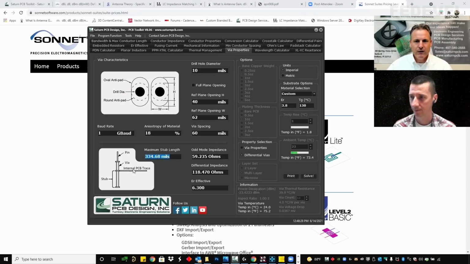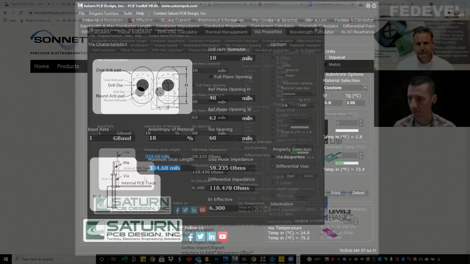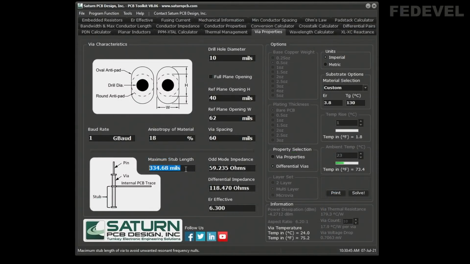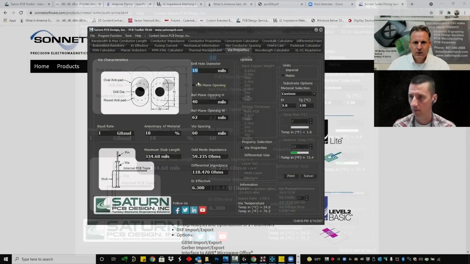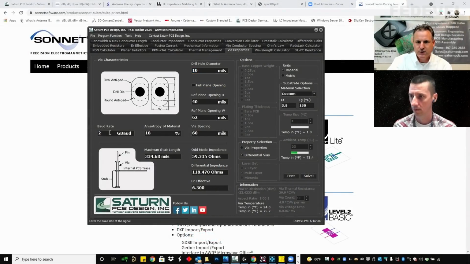And then the minimum stub length here, if anybody cares about via stubs and back drilling, gives you some information on that. This is the minimum stub length of via to avoid unwanted resonant frequency nulls. Meaning at this via hole diameter, at this baud rate, we'll change it to 2, for example, at 1 gigabaud rate, your via stub, which you see down here, can be 334 mils long.